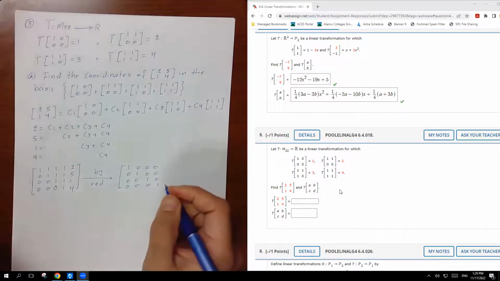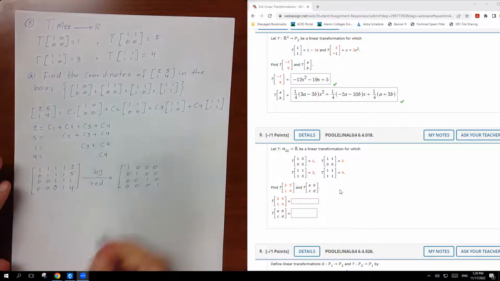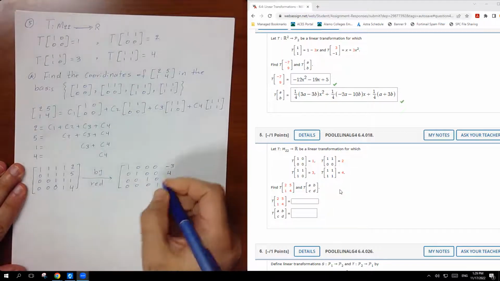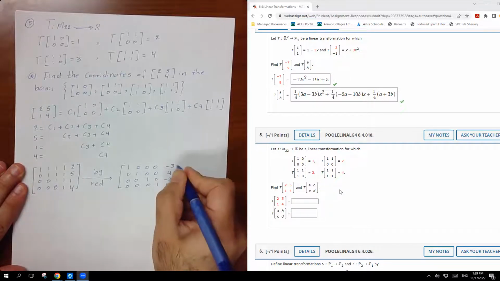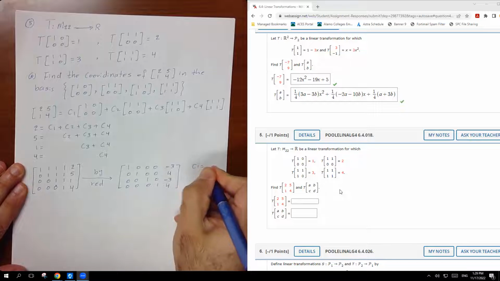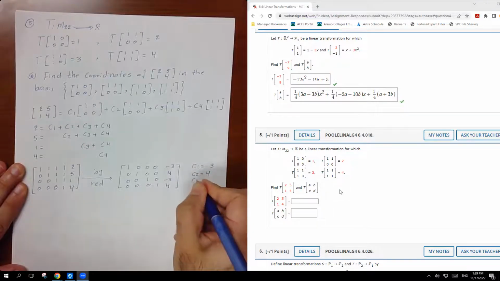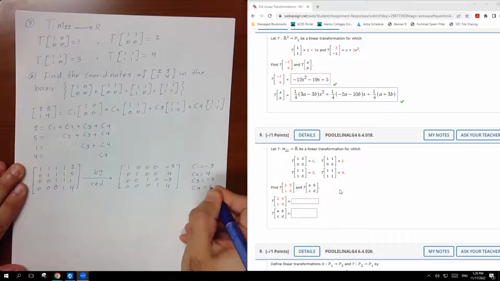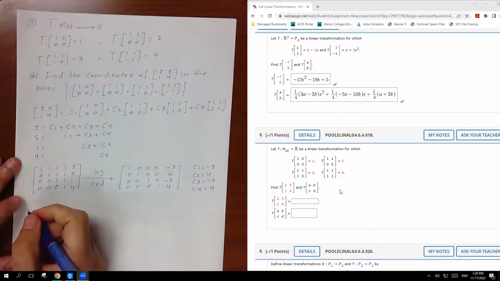And the numbers here, which is the C, is going to be -3 and 4, -3 and 4. That means C1 equals -3, C2 equals 4, C3 equals -3, and C4 is going to be equal to 4. So here is C1, C2, C3, and C4. Now we can find the transformation of this matrix.